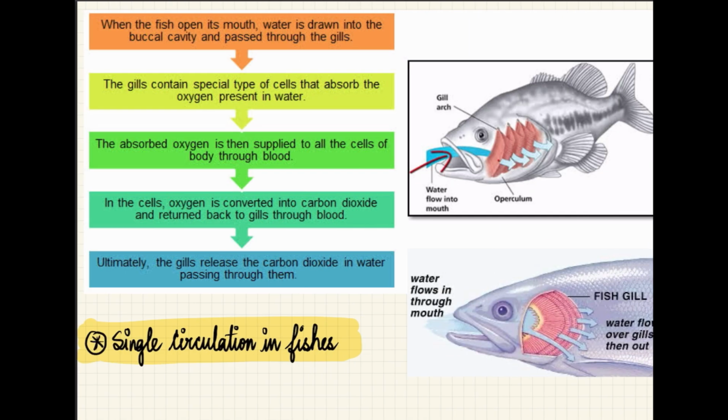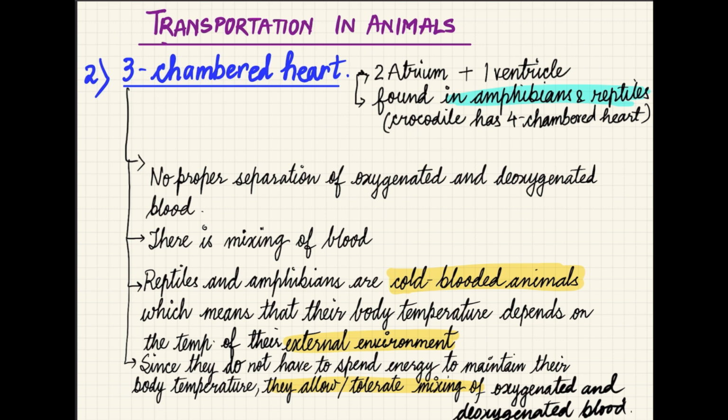Okay. The next type of heart that we see is a three-chambered heart. In the three-chambered heart, we have two atria and one ventricle. So the ventricle is not completely developed. There are two atria and only one ventricle. The septum is not completely developed, so there is only one ventricle. Where is it found? It is found in amphibians and reptiles, but the crocodile has a four-chambered heart.